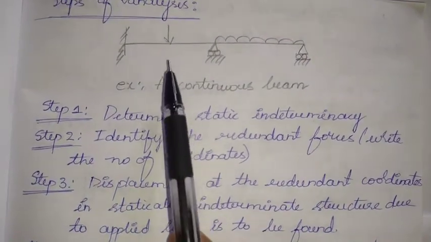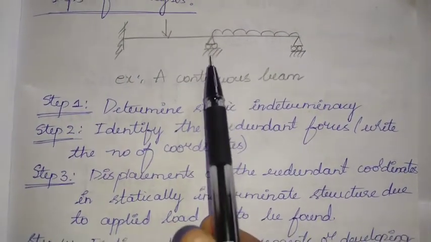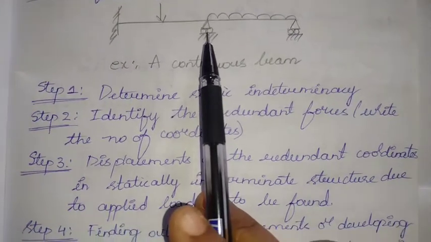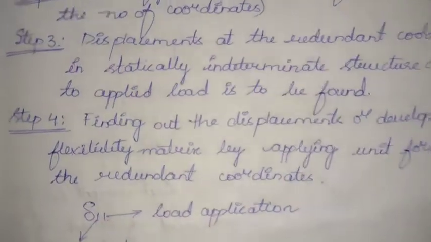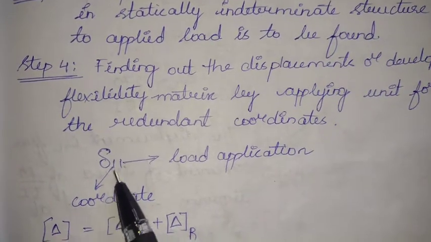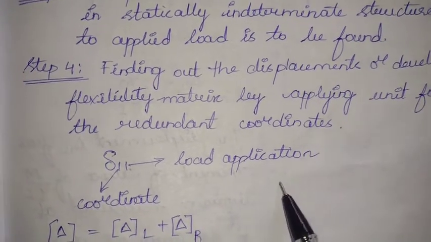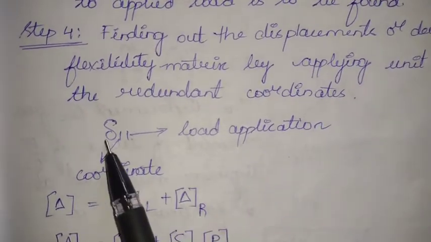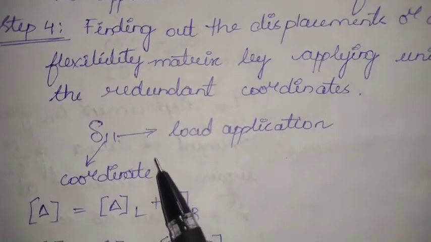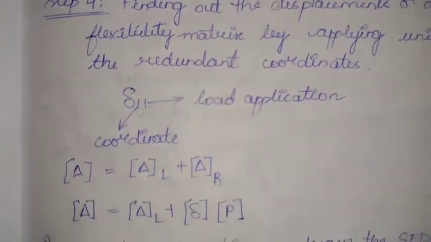In step 4, we'll not consider the given loads, we'll just apply some unit force and we'll see the displacements developed because of this applied unit force at the redundant point. Next, if we are talking about delta 1 1, the first subscript represents the coordinate at which we are finding the displacement, and the second represents the point at which the load is applied. So delta 1 1 means at 1 we are applying the load and we are seeing the displacement at that one point because of the applied load at 1.